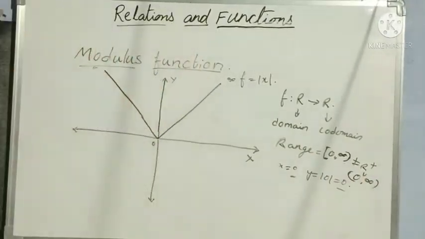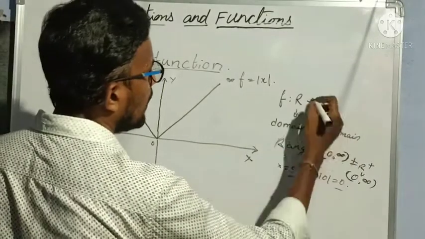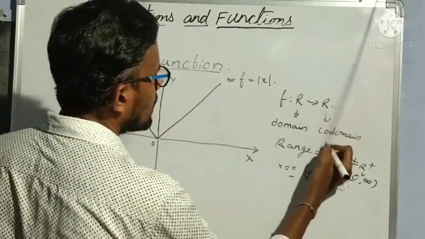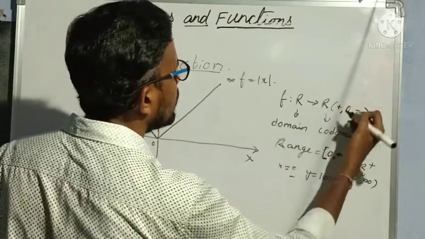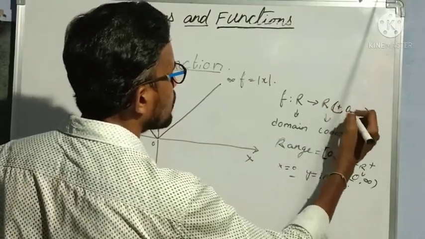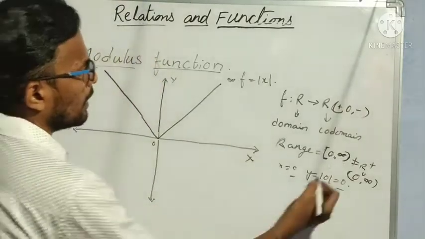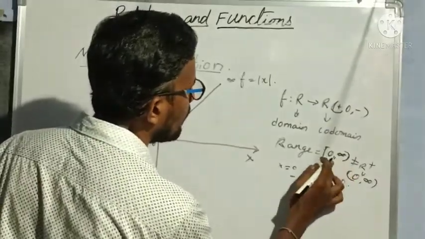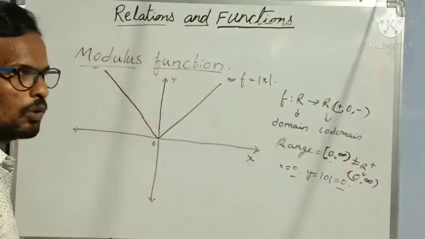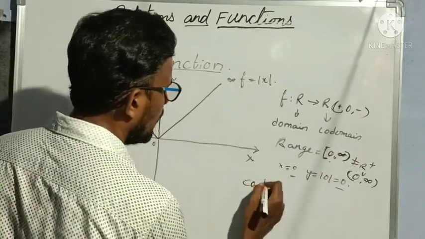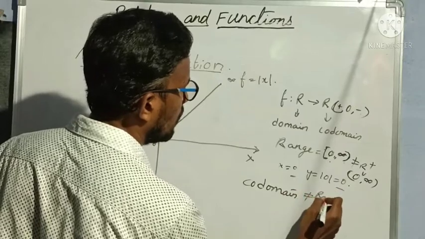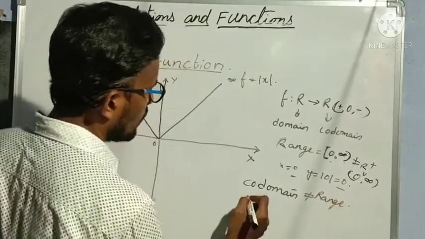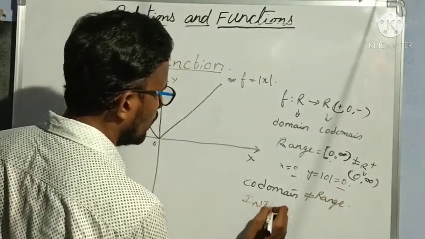So now we have the domain, codomain and range. Is codomain equal to range here? Real numbers means positive, negative and 0 will all be there. But in the range what do we have? 0 comma infinity means only positive values including 0. So codomain is not equal to range. So this type of function is what type of function? Into function.